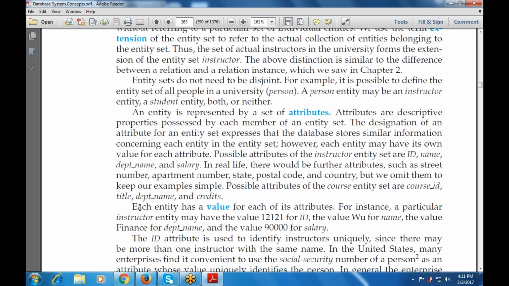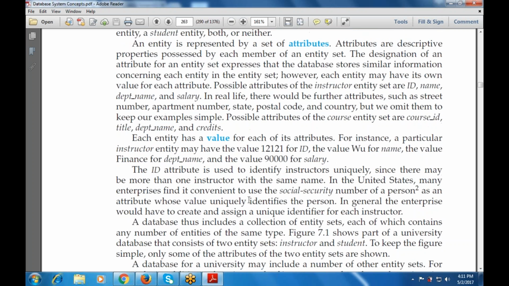And when we talk about an entity, it has a value for each of its attributes. For example, a particular instructor entity may have the value 12121 for the ID, the value Wu for the name, the value Finance for the department name, and 90,000 for the salary. So there are multiple fields and multiple values used for a particular instructor entity. And the ID attribute is used to identify the instructors uniquely, as there may be more than one instructor with the same name. And in the United States, many enterprises find it very convenient to use the social security number of a person as an attribute.